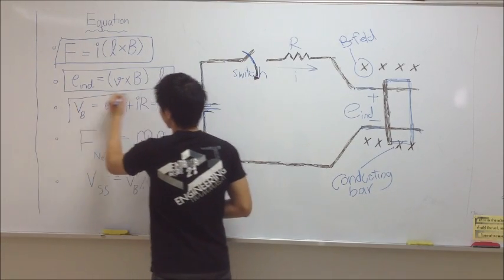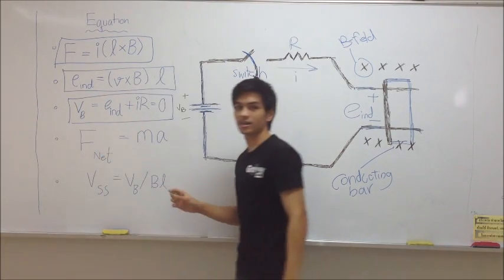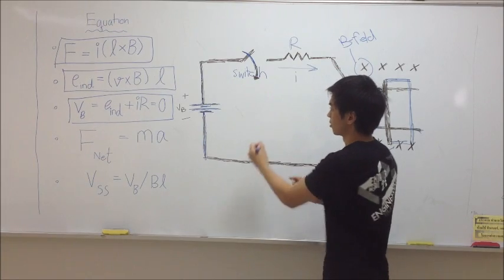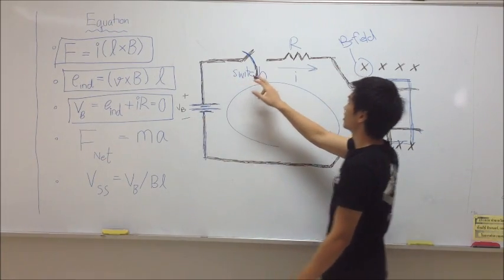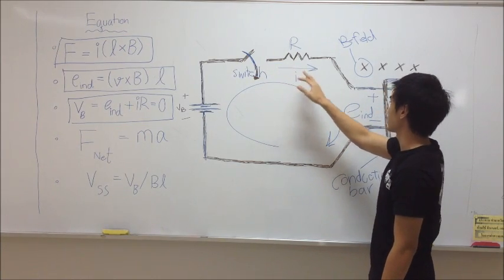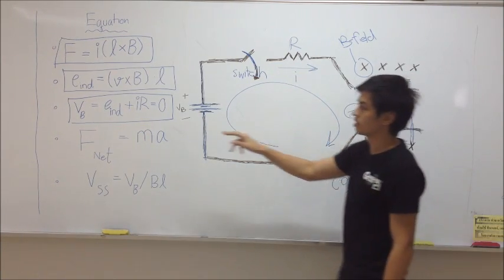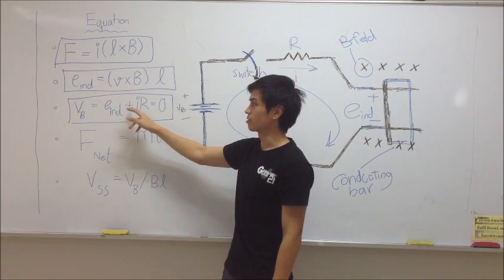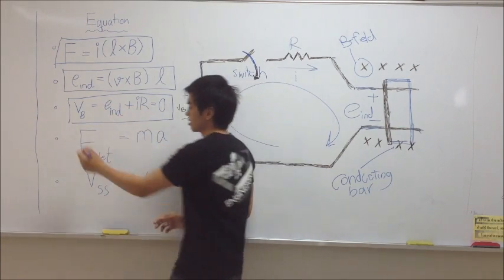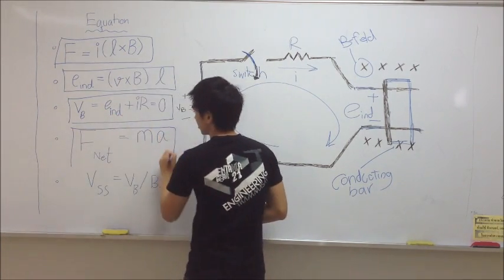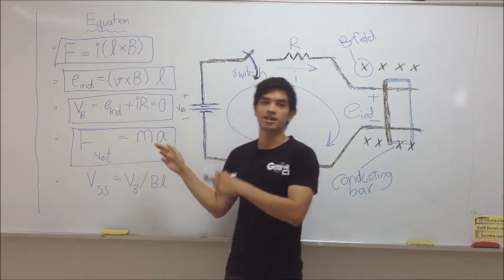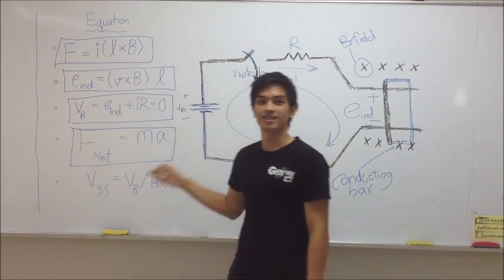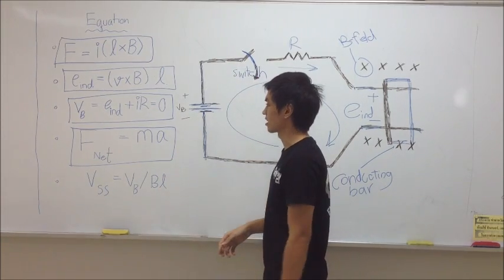Thirdly, we obtain this from KVL, Kirchhoff voltage law. So we go through this loop. So we get minus VB plus IR plus E induced equals 0. So VB equals E induced plus IR. Okay, so that means F net equals MA. How do we obtain this, Atik? That's Newton's law. Okay, thank you.